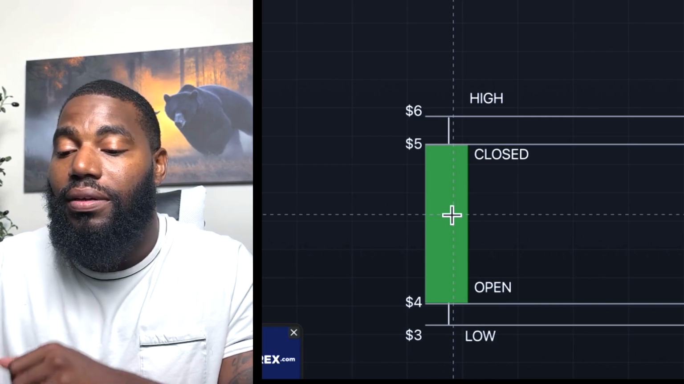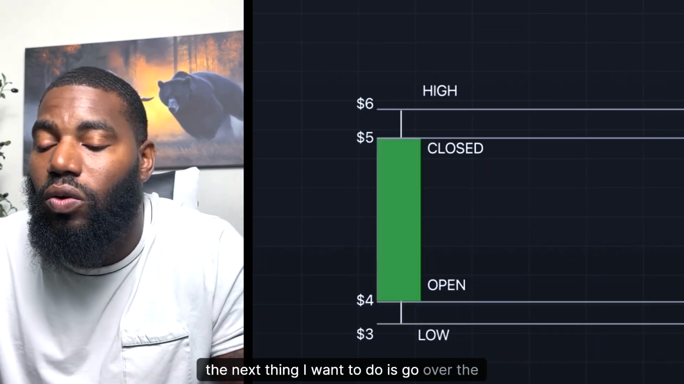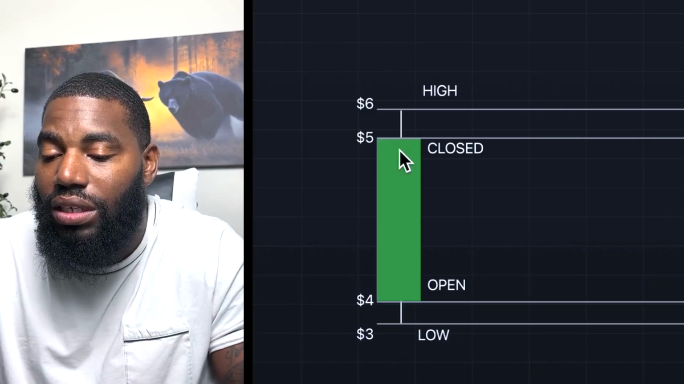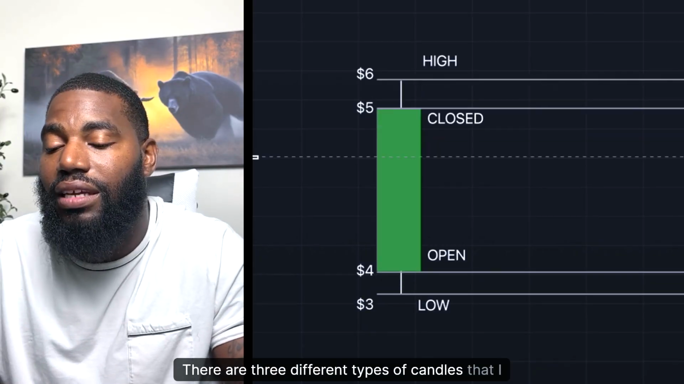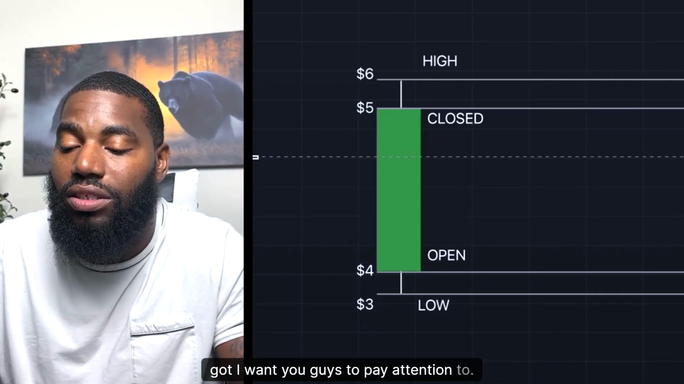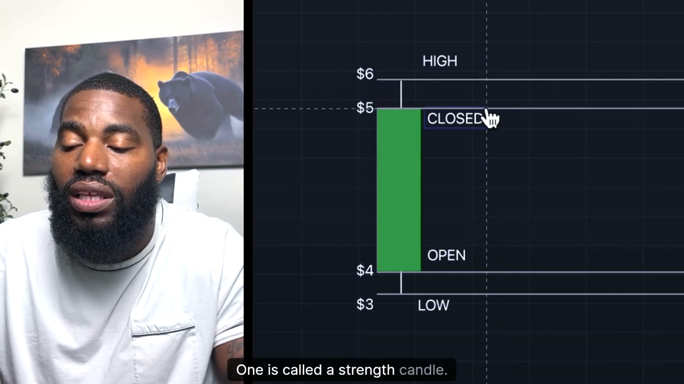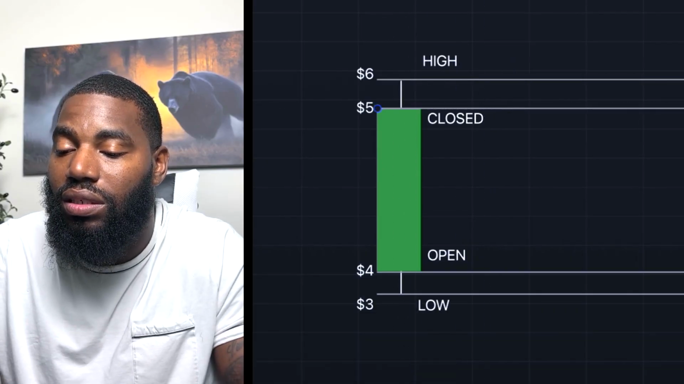All right. The next thing I want to do is go over the different types of candles. There are 3 different types of candles that I want you guys to pay attention to. One is called a strength candle. So we're going to remove this.